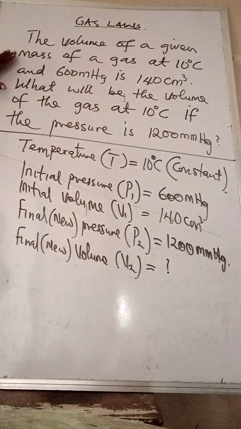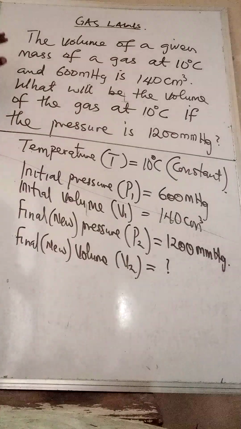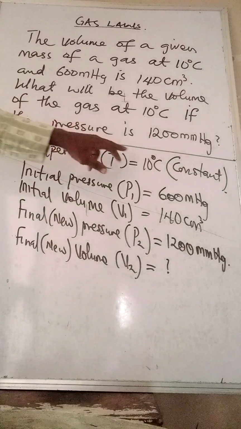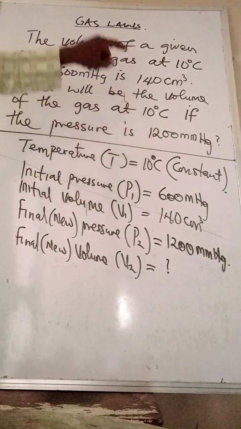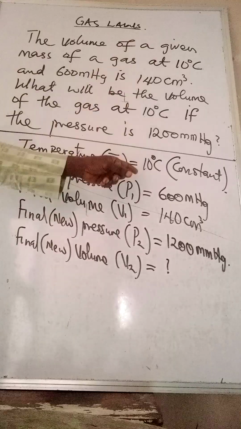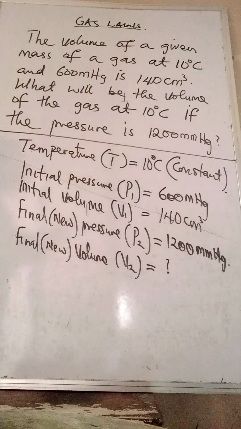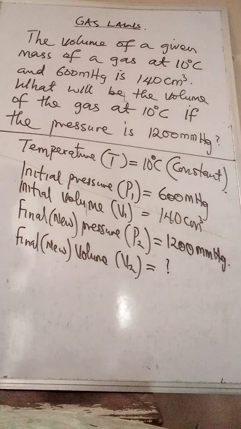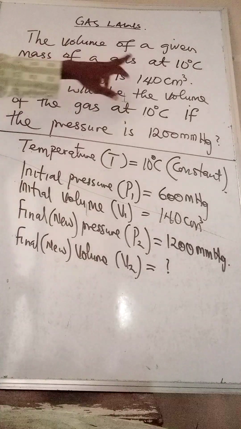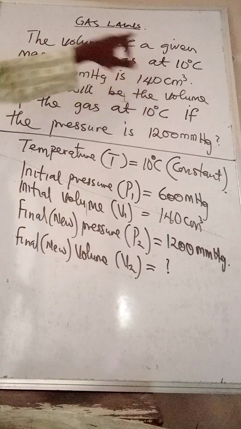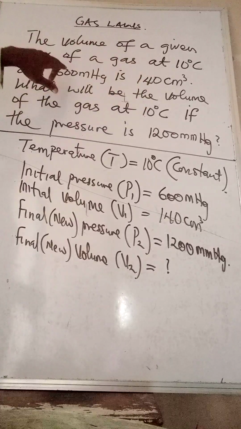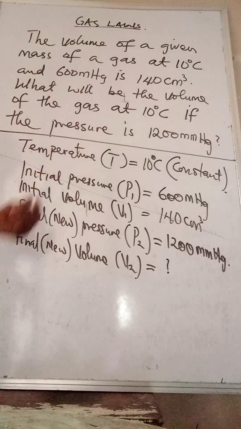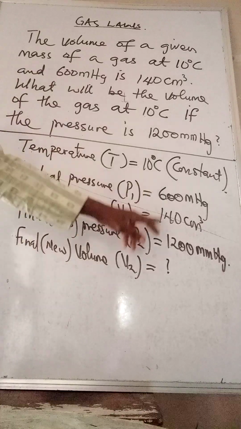According to the information given in the question, we realize that the temperature is constant. Why? Because it remains at 10 degrees Celsius. That means we are dealing with Boyle's law. Temperature is constant in Boyle's law. Now, the first volume given is 140 and the first pressure given is 600. Those are the initial pressure and volume.